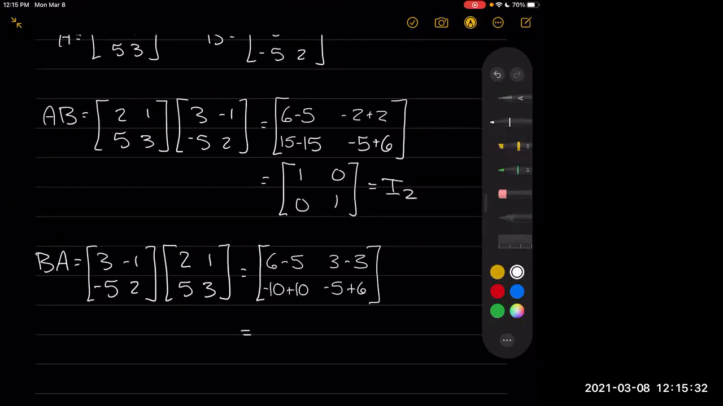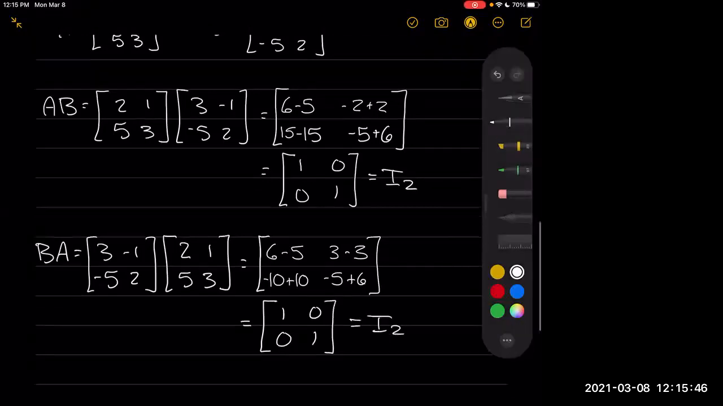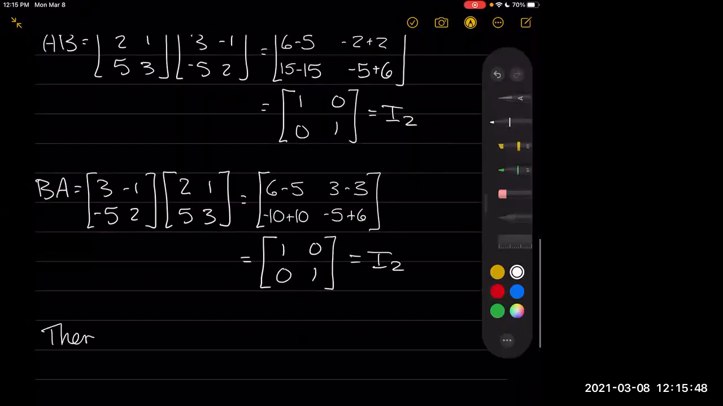And then when we simplify, we get 6 minus 5 is 1, 3 minus 3 is 0, -10 plus 10 is 0, and -5 plus 6 is 1. There we go. That also equals I2. So therefore, B is the inverse of A.